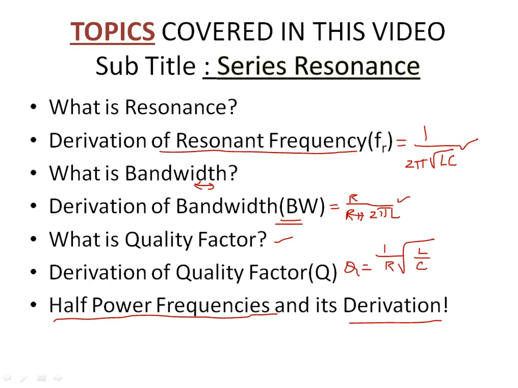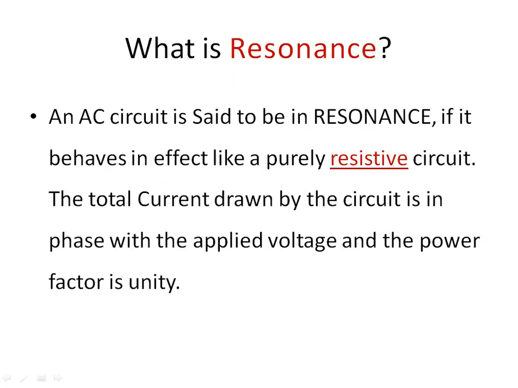So with this we conclude the overview of this video. Let us see one by one. What is resonance? An AC circuit, what do you mean by AC circuit? An AC circuit should have energy storing elements. So simply we have to assume a resistor, an inductor as well as a capacitor connected in series with the AC supply, which is called an AC circuit. This AC circuit is said to be in resonance if it behaves exactly like a pure resistive circuit.